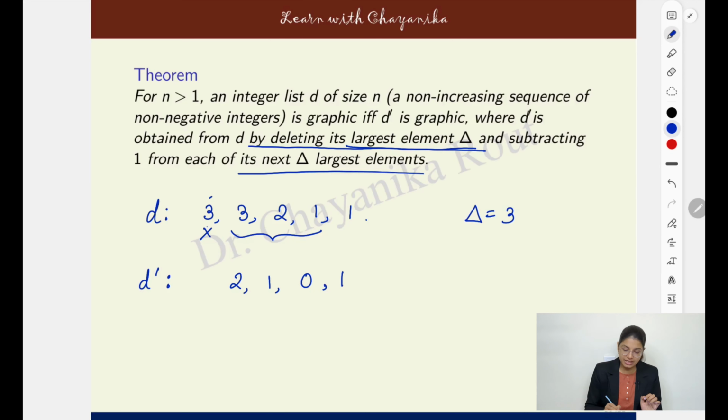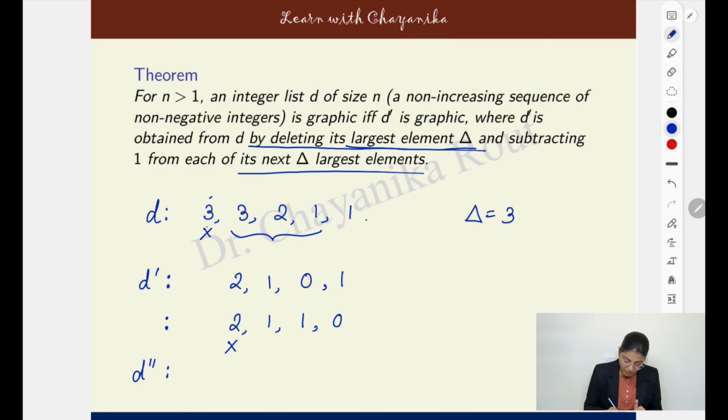For example, here D dash is not arranged in non-increasing fashion. So I have to first arrange it as 2, 1, then 1 comes and 0 goes to the last. This is now arranged in non-increasing fashion. Now after it is arranged, I can proceed to find the sequence D double dash, which is obtained in the similar manner as we have obtained D dash from D. So we will now obtain D double dash from D dash.